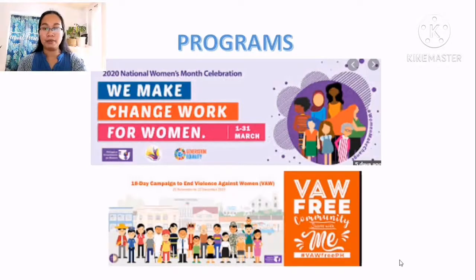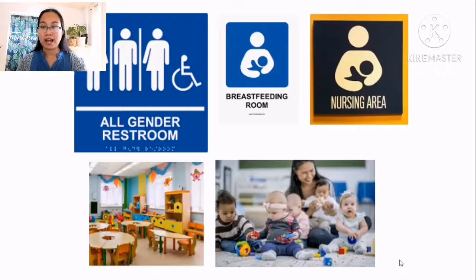An 18-day campaign to end violence against women and children. And then, we also have this celebration, National Women's Month celebration. Lagi tayo nagpa-participate diyan. And then, of course, we ask our students also to participate so that they will be aware. We have here capital outlay projects na pwede ring entry point so that we can have gender-responsive program or gender-fair education. Pwede rin ito sa mga estudyante natin at sa faculty.